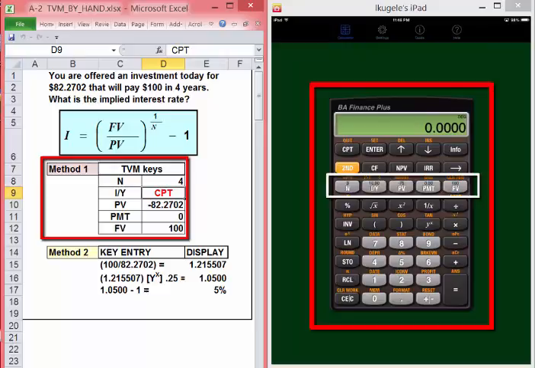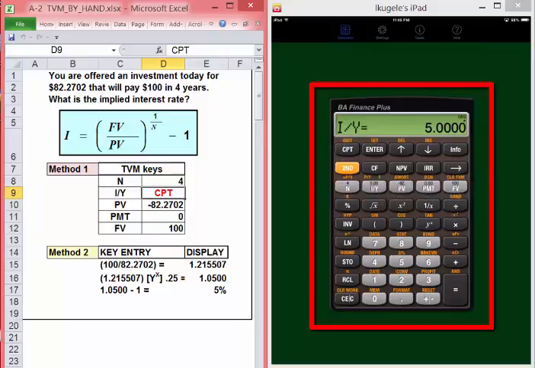It's easy to solve with the TVM keys. 4 N, 82.2702, outflow today, 0 payment, $100 in the future, compute IY. 5%. Really, it's not that hard with the formula either.